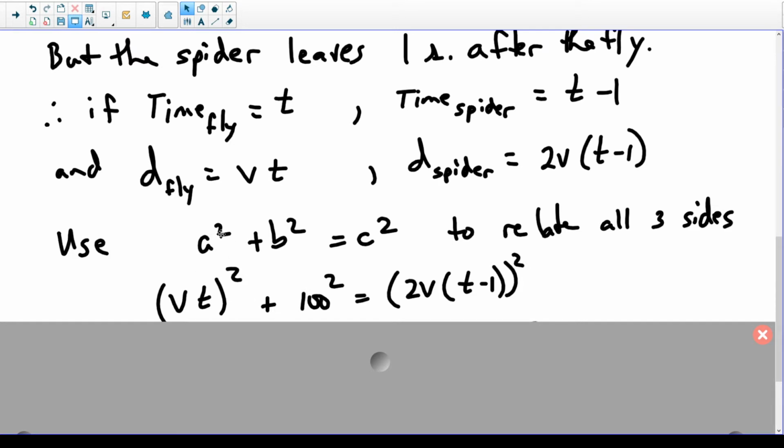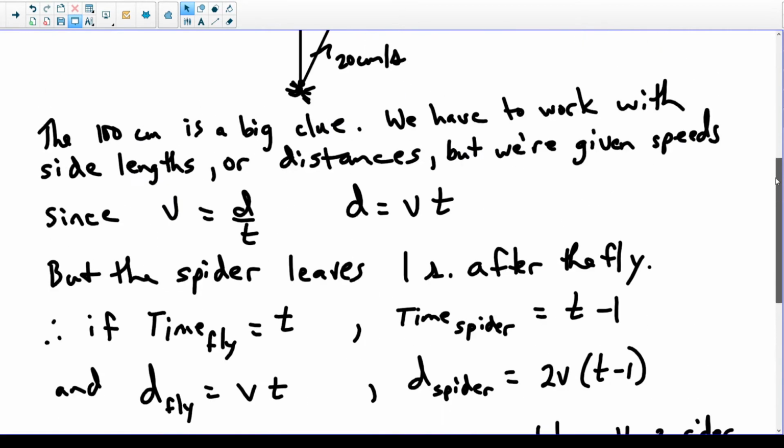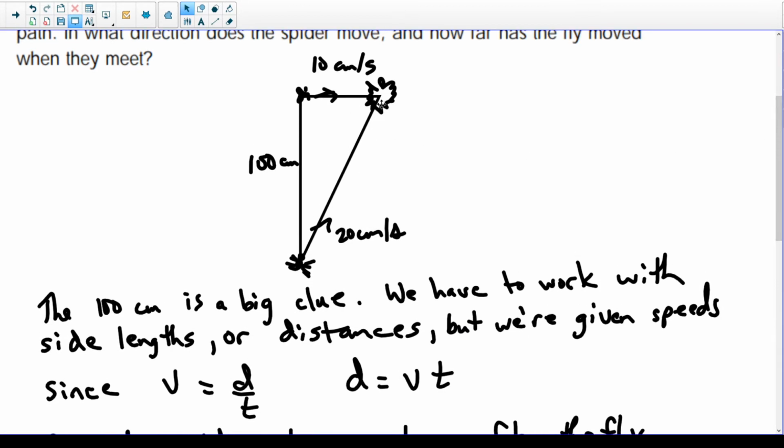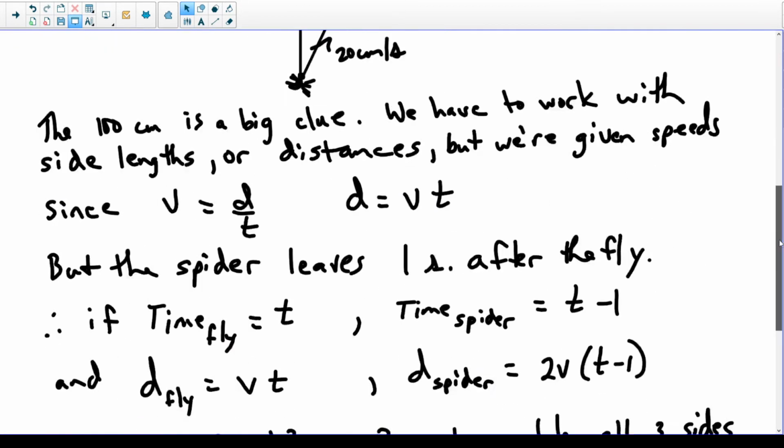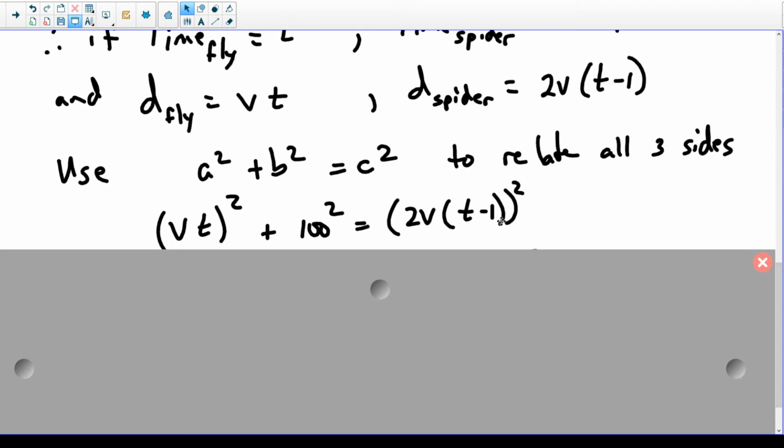But I replaced a squared by vt, which is the distance the fly travels, and I replaced c squared, which is our hypotenuse. So if I go back to the picture for a second, the hypotenuse is the distance that the spider travels. So that is going to be 2v times t minus 1 squared. Okay?